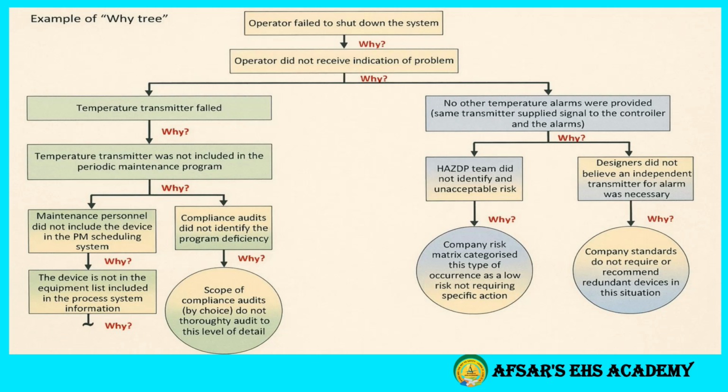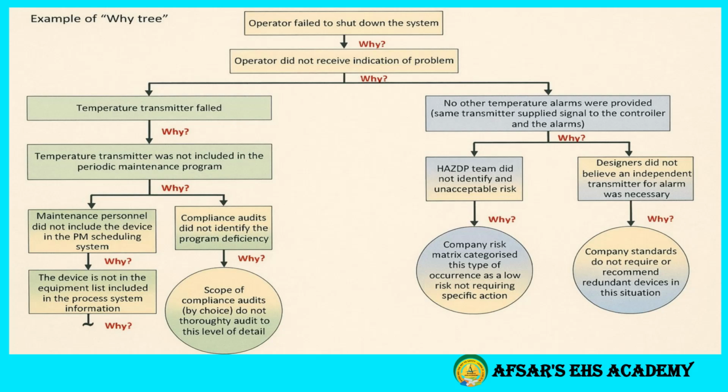Here two causes are found for why the operator did not receive indication of the problem. The first cause was that the temperature transmitter failed, and the second cause was that no other temperature alarms were provided, as the same transmitter supplied the signal to the controller and the alarms. For the first cause, we now ask why the temperature transmitter failed. The answer is that the temperature transmitter was not included in the periodic maintenance program.